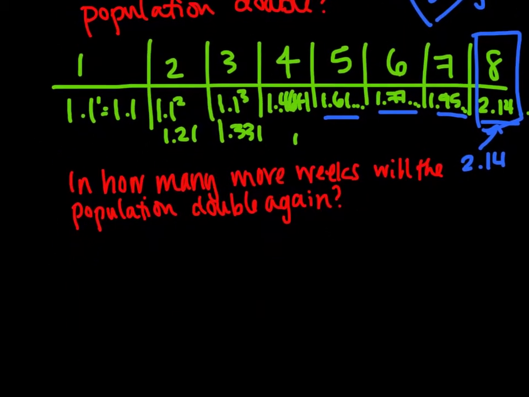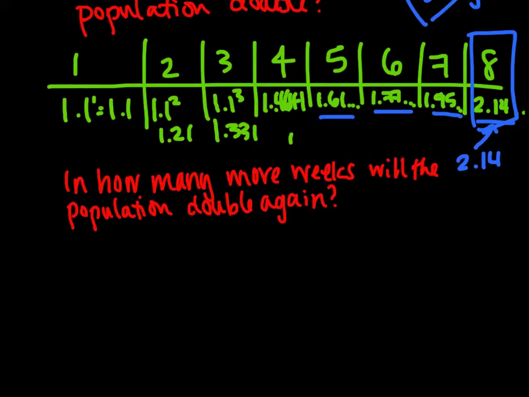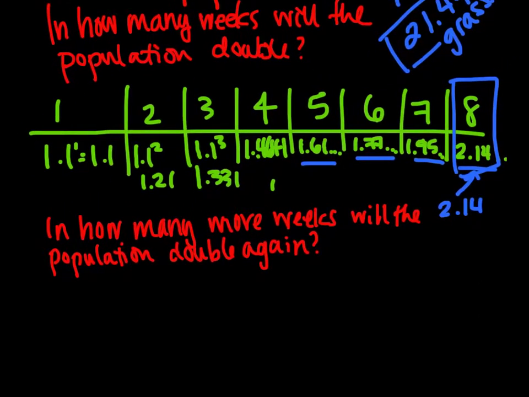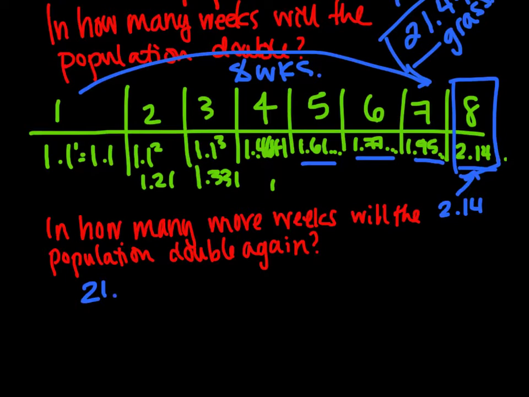Then it also asks us, in how many more weeks will that population double again? So it took initially 8 weeks for the first doubling to occur. Let's make a prediction that maybe in 16 weeks, the second doubling will occur. So instead of it being 20 grasshoppers, we're going for 40 grasshoppers. And so this happened in 8 weeks, and 40 grasshoppers, if we made a prediction, could happen in 16 weeks.